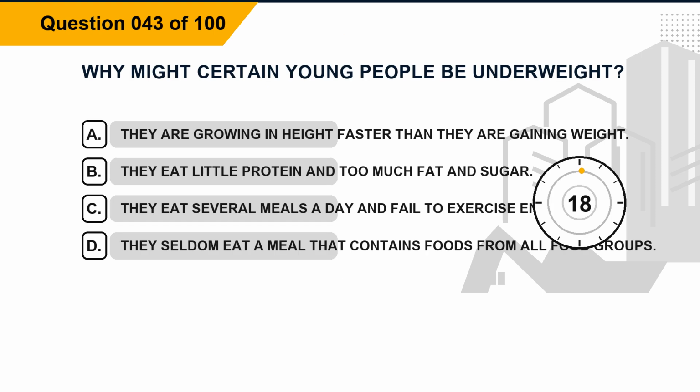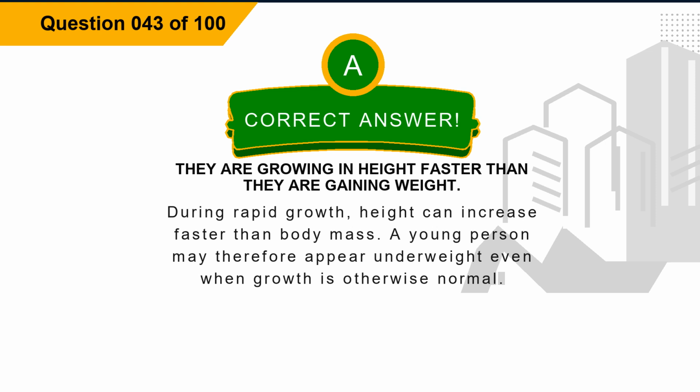Question 43. Why might certain young people be underweight? Option A, they are growing in height faster than they are gaining weight. Option B, they eat little protein and too much fat and sugar. Option C, they eat several meals a day and fail to exercise enough. Option D, they seldom eat a meal that contains foods from all food groups. The correct answer is option A, they are growing in height faster than they are gaining weight. Explanation: during rapid growth, height can increase faster than body mass. A young person may therefore appear underweight even when growth is otherwise normal.